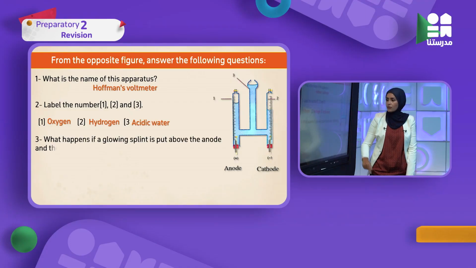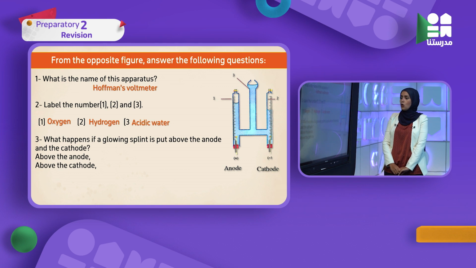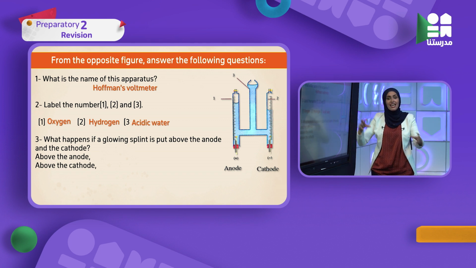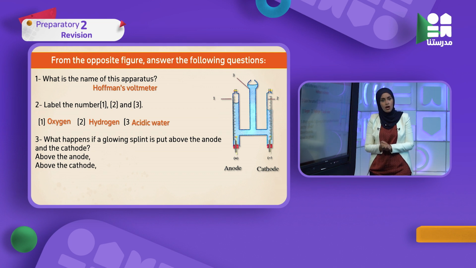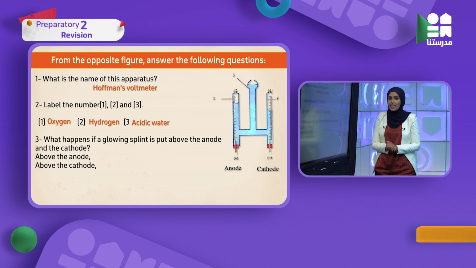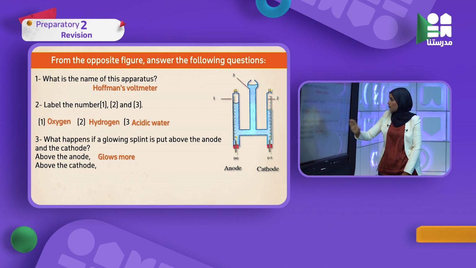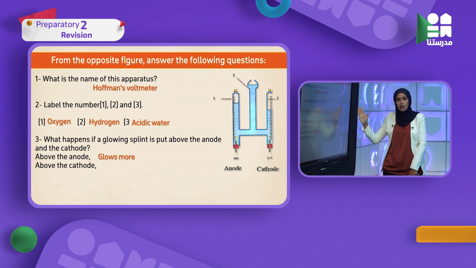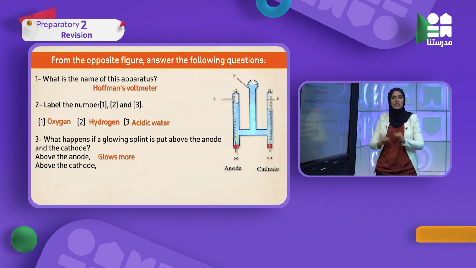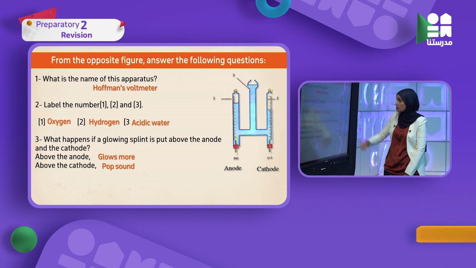Okay. What happens if a glowing splint is put above the anode and the cathode? Above the anode I have oxygen gas. So if we put a lightened or glowing splint above the oxygen gas, it will glow more. Why? Because oxygen doesn't burn but helps in burning, meaning it increases the fire. So the splint above number 1 will glow more. What about number 2? Number 2 is hydrogen, and hydrogen makes a pop sound. So above the cathode it will make the pop sound of hydrogen.